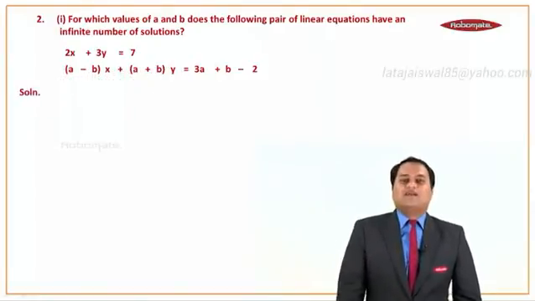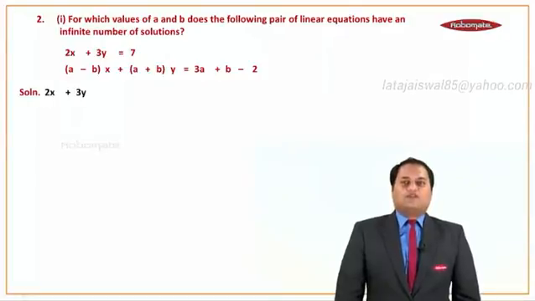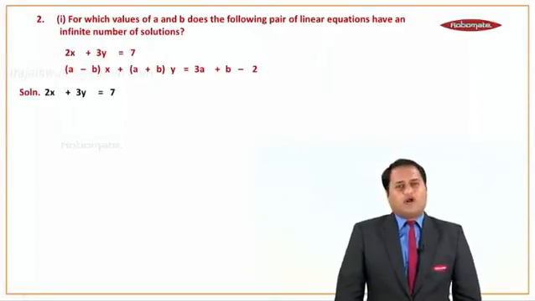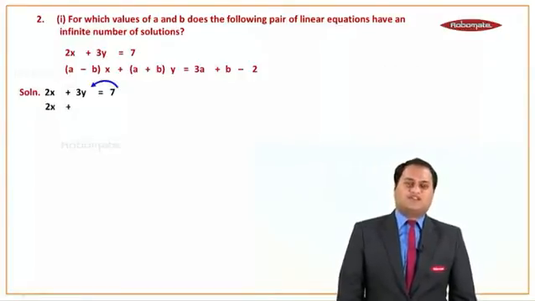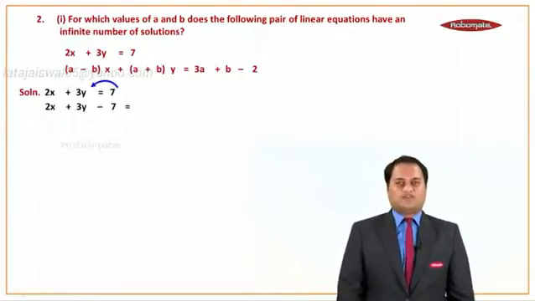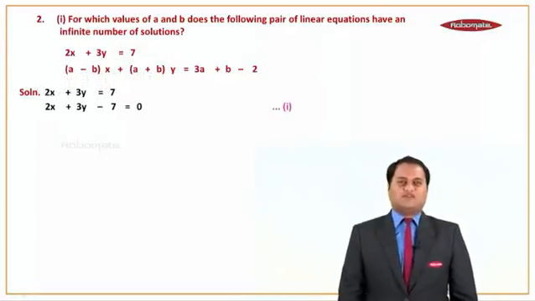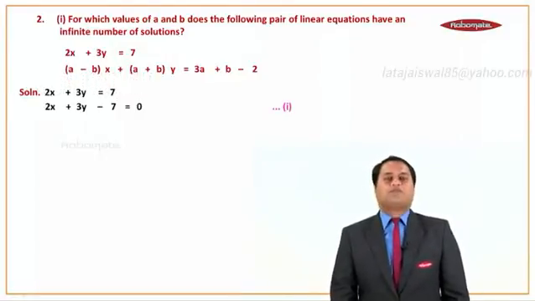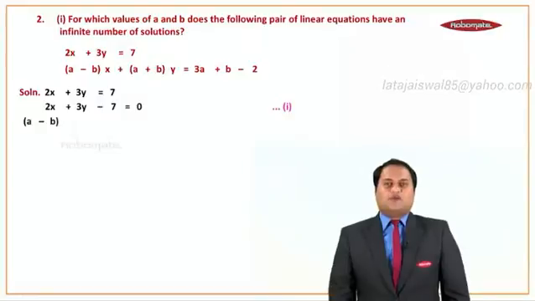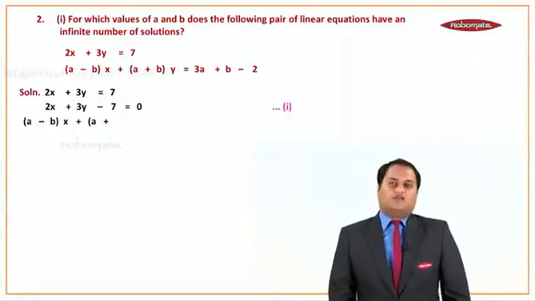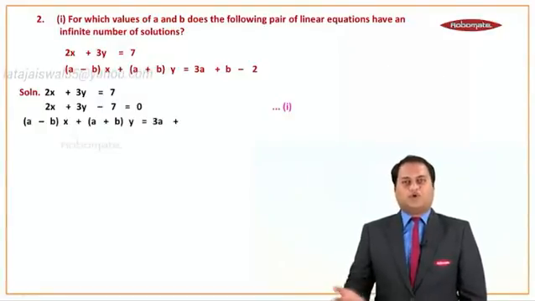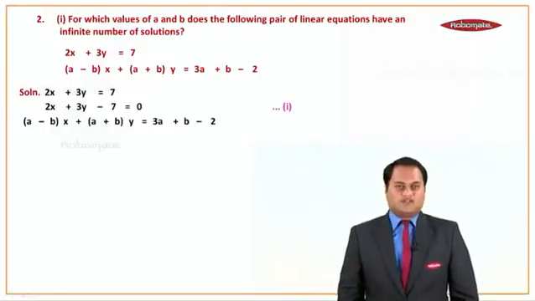Let's do it. The first equation is 2x plus 3y is equal to 7. Now how do we start the sums based on consistency? The first thing is we get the equations in the standard form. The standard form is 2x plus 3y minus 7 is equal to 0. Let this be equation number 1. Now this equation also is not in the standard form, because in standard form all the terms should be on one side so that there is a 0 on the other side.